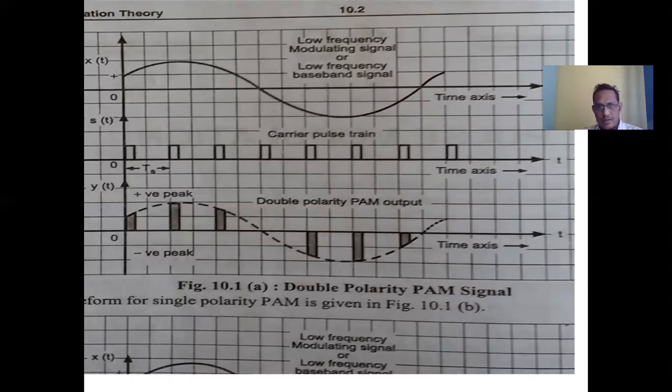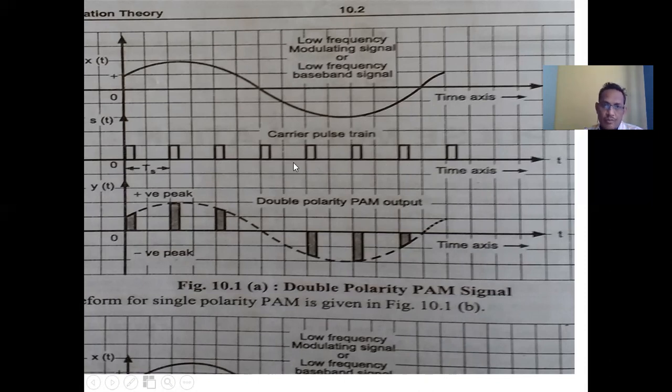Just I will explain how you can obtain the pulse amplitude modulation, as I said earlier. In this case, this is a low frequency signal. This is called a modulating signal, otherwise I will call it a baseband signal. This is amplitude, this is time. So this is nothing but a modulating signal. Then this is a pulse train, in terms of your high frequency carrier signal.